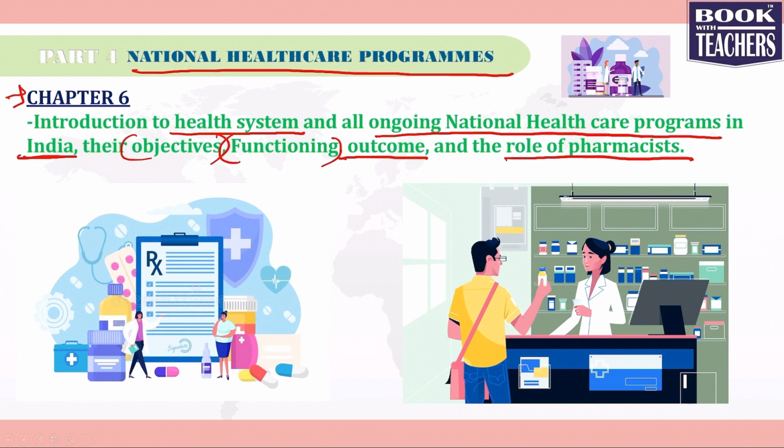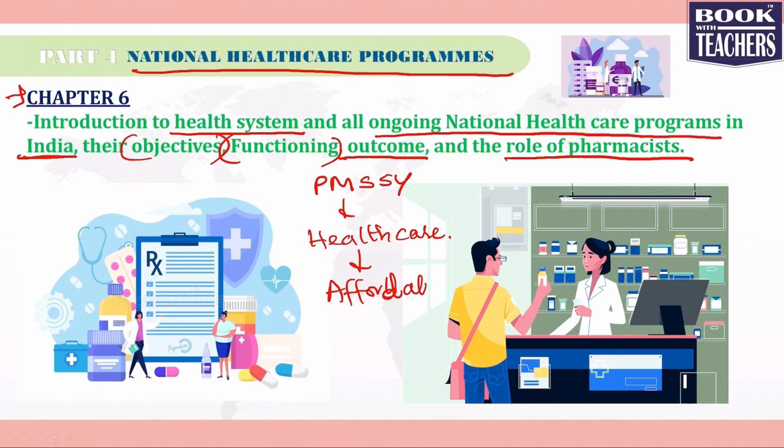So as an example, in India, there's a healthcare program which is called as PMSSY, which stands for Pradhan Mantri Swasthya Suraksha Yojana. So now what this healthcare program aims to do? It aims to make healthcare systems affordable for all. Okay? That means in every part of India, the healthcare system will be affordable for all the people. So they all can take the benefit.